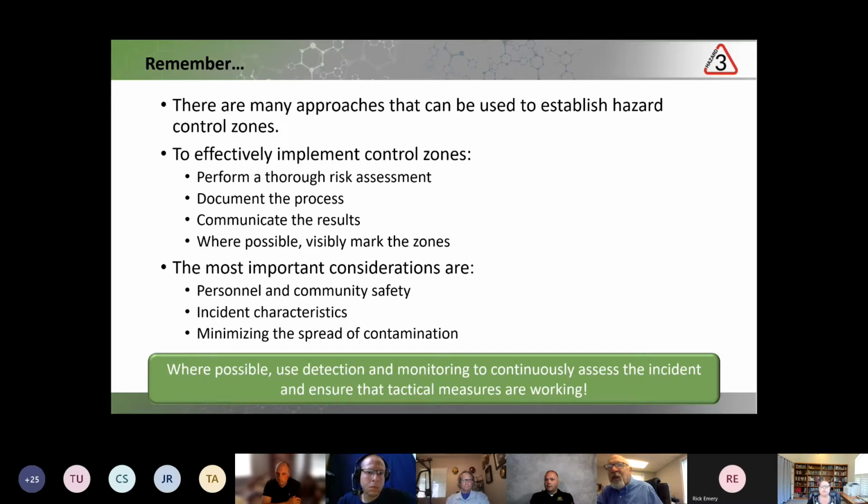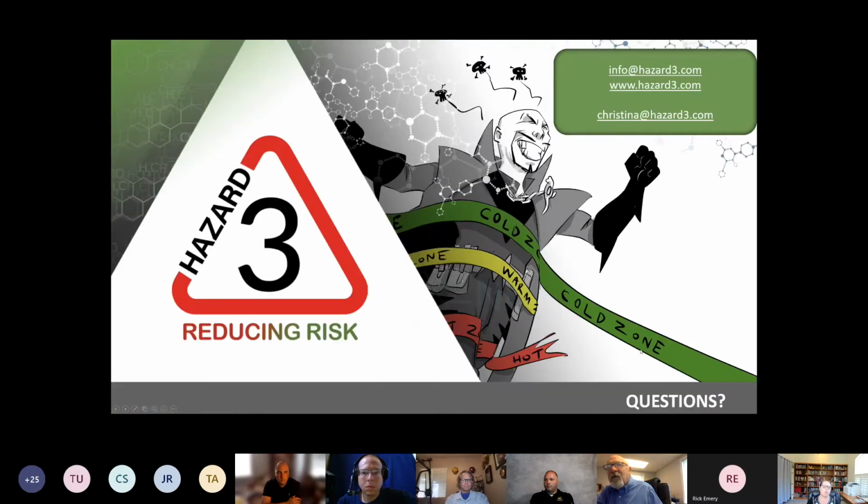Remembering that your important considerations are always going to be the personnel and community safety, then the incident characteristics, and then minimizing the spread of contamination. Okay, where possible, use your detection and monitoring capabilities to continuously assess the incident and make sure that your tactical measures are making it smaller versus larger. And with that, I think I'm going to turn it back over to Rick, and then we'll go to Gary, I believe. Thanks, guys.